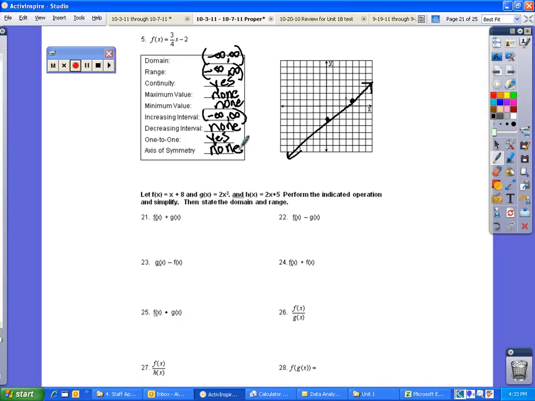Okay, so this wraps up properties of functions. See the next video for function operations and composition.